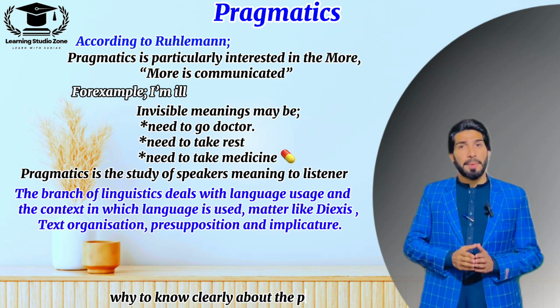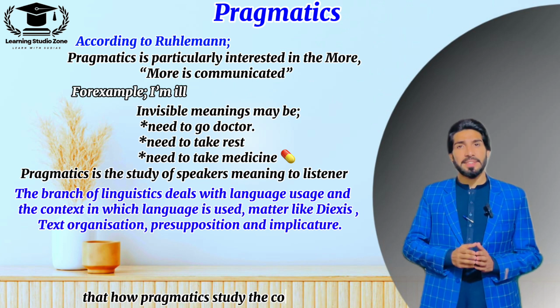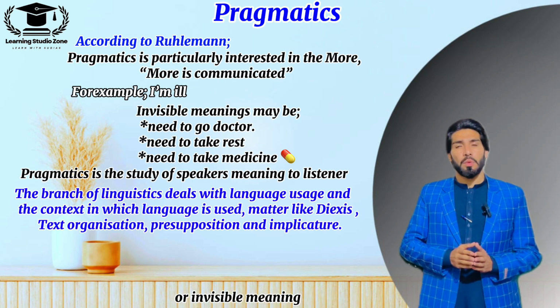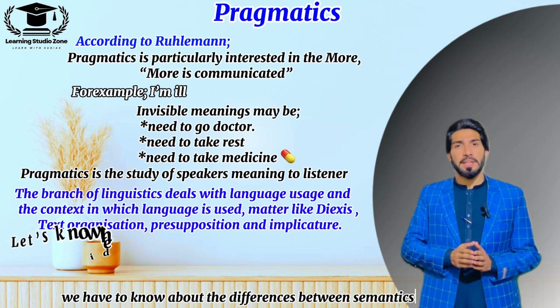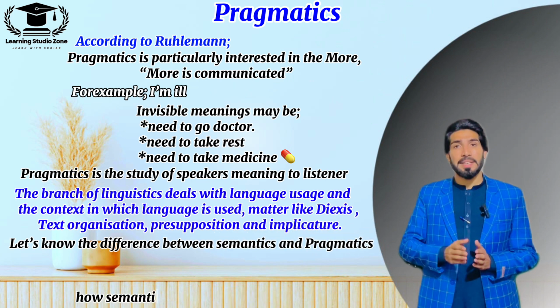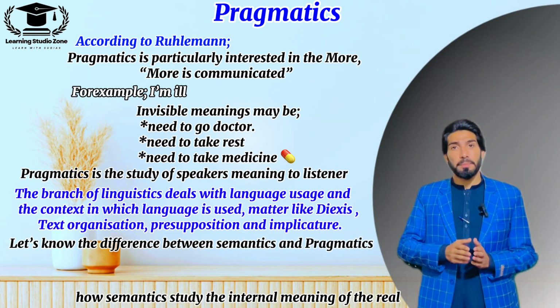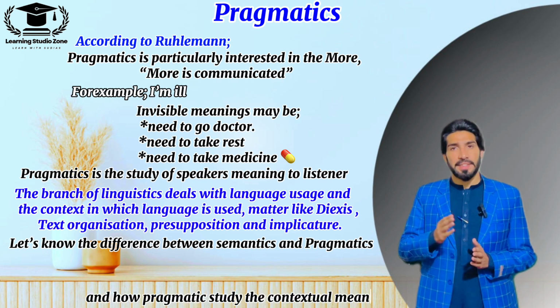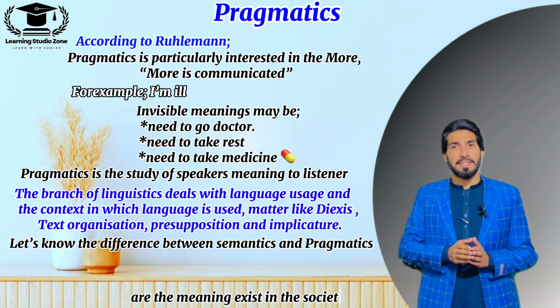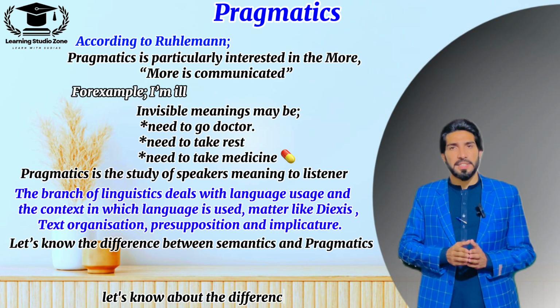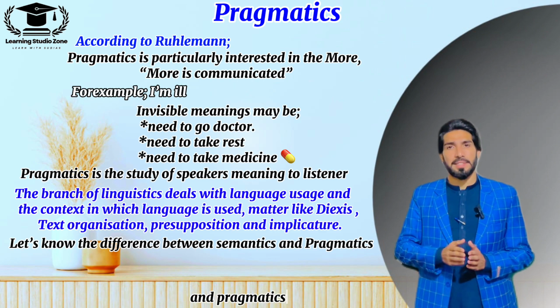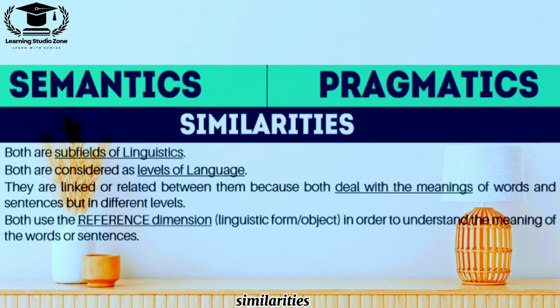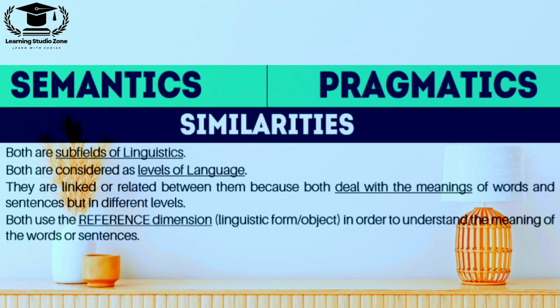To know clearly how pragmatics studies the contextual meaning or invisible meaning, we have to know about the differences between semantics and pragmatics, how semantics studies the internal meaning or the real meaning of words, or the dictionary meaning of words, and how pragmatics studies the contextual meaning or the meaning that exists in society. So let's know about the differences of semantics and pragmatics. Let's know about the similarities between semantics and pragmatics. Number one, both are subfields of linguistics.